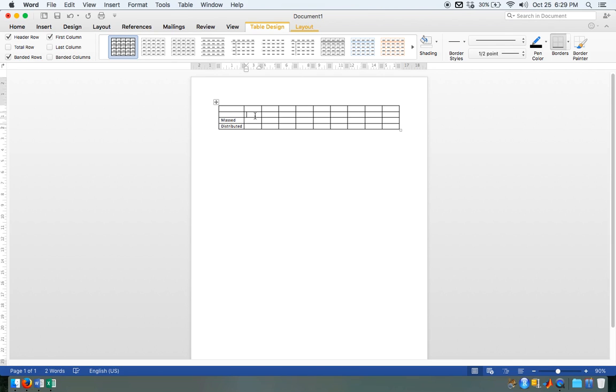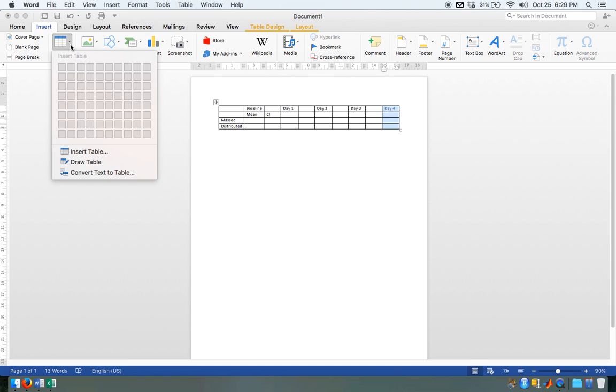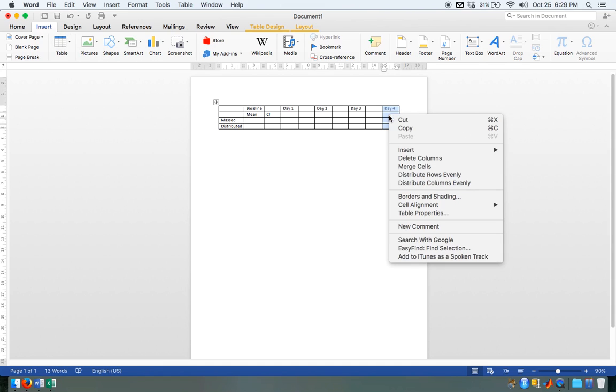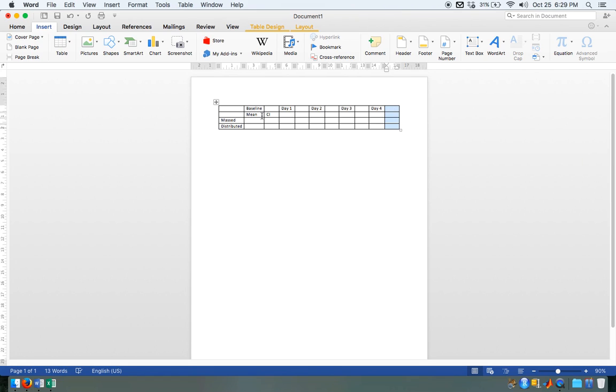And I'm going to have my mean, CI, for my baseline. Then day 1, it'll get less confusing soon. Day 2, day 3, day 4, and I'm going to have to add another one here. Insert a column to the right. Okay, so I'm going to have mean and confidence interval.